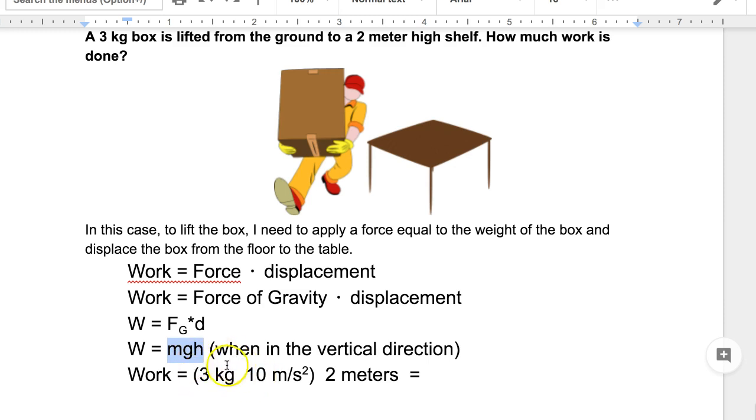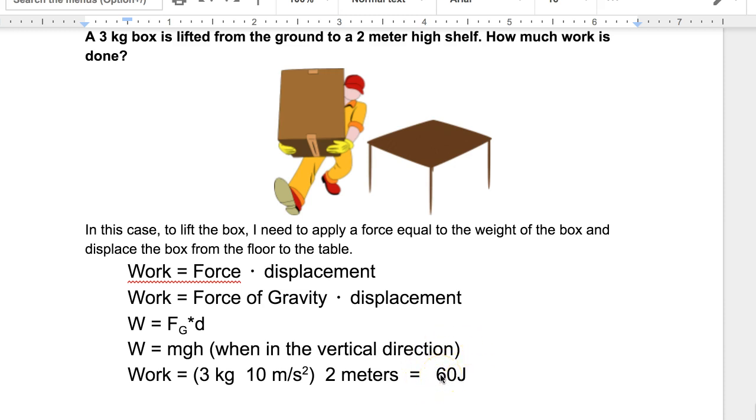In this case, we have 3 kilograms as the mass times 10 meters per second squared, acceleration due to gravity. So the force would be 30 newtons times 2 meters, the height that it was raised. So a total of 60 joules. That means that box now has 60 joules of gravitational potential energy.